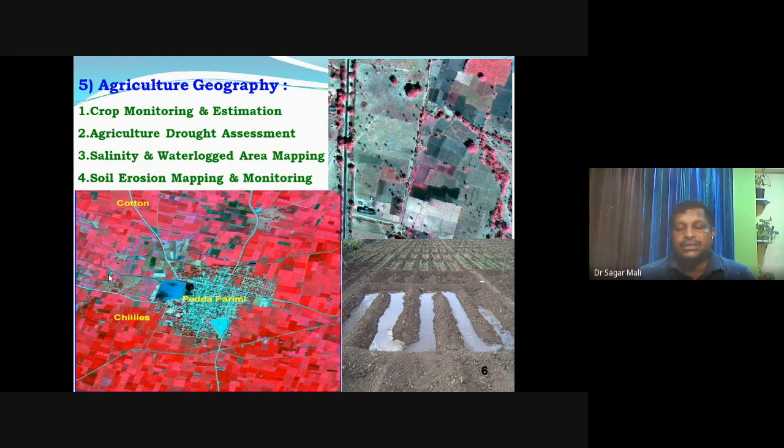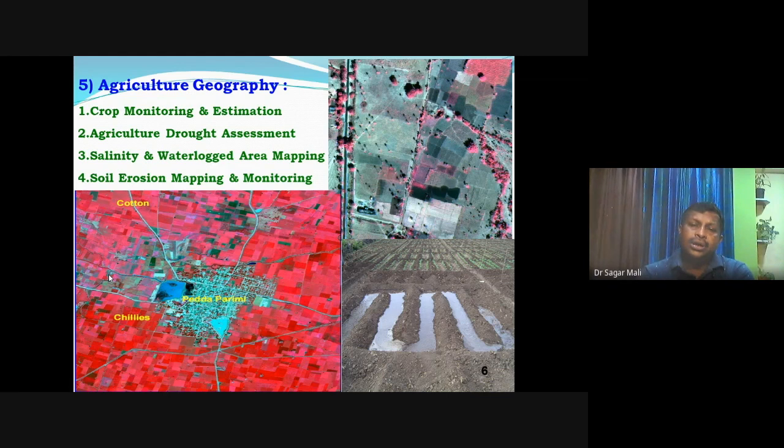Then agriculture drought assessment. India faces the problem of drought every year, and that's why India is always focusing on the monitoring and the estimation of the crop, because we have a lot of population. If there is a scarcity of the crop, India has to buy food from other countries. But nowadays we are in a safer position. We are self-sufficient. We are the food bank. We are the feeder of the world.